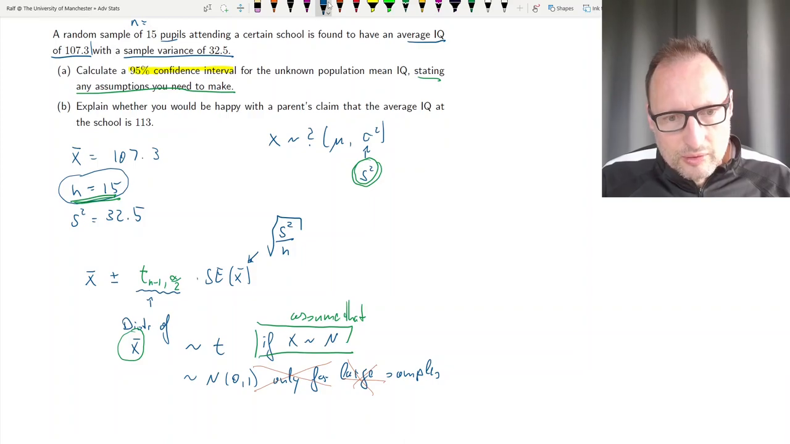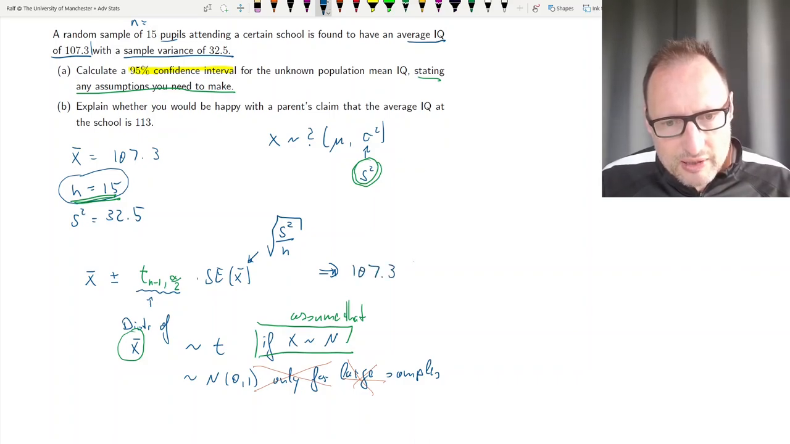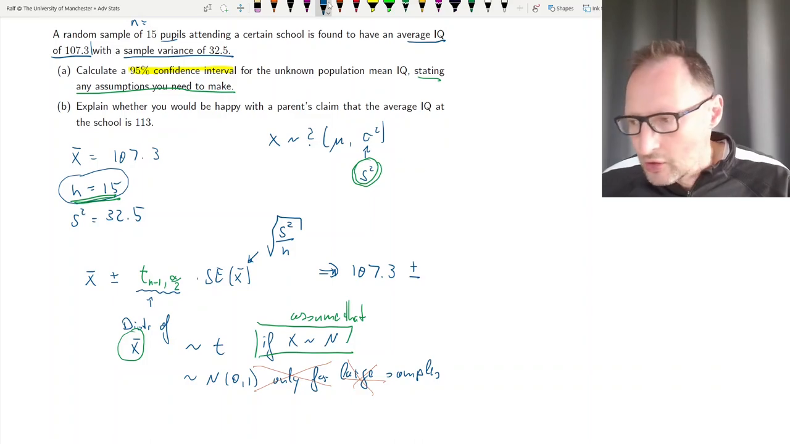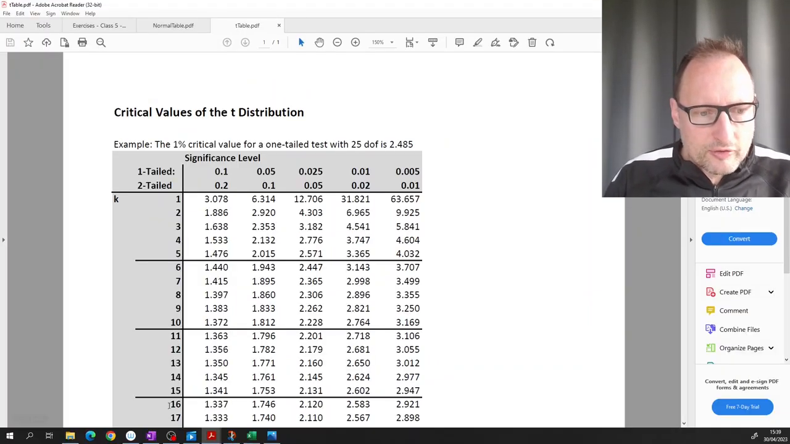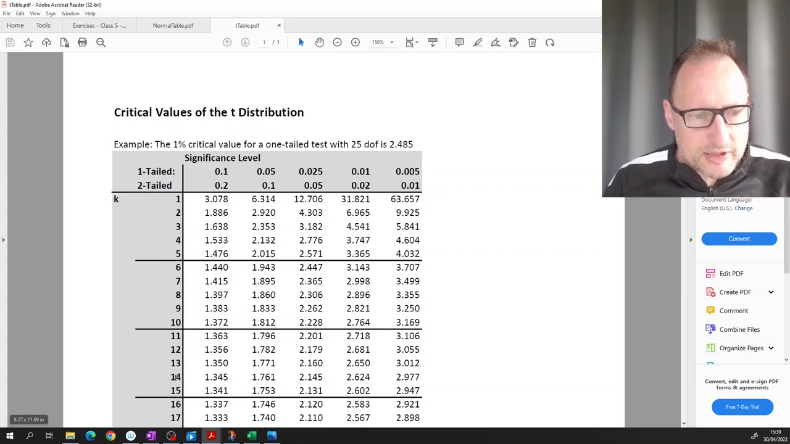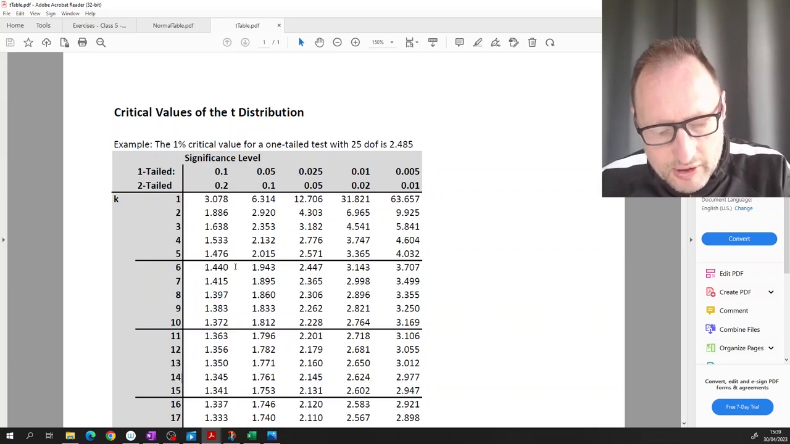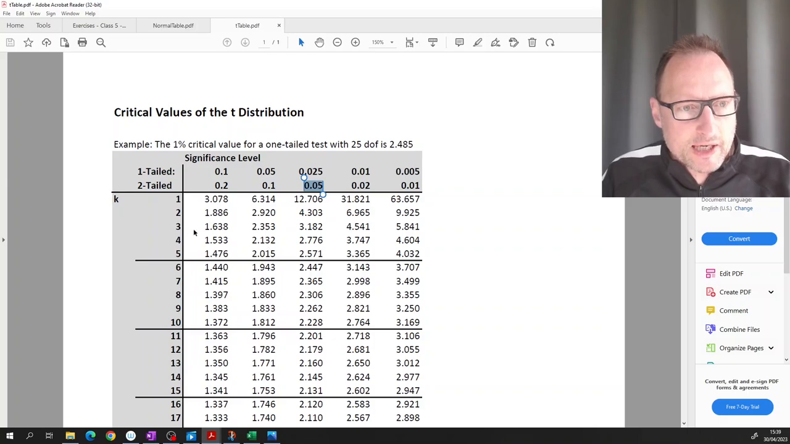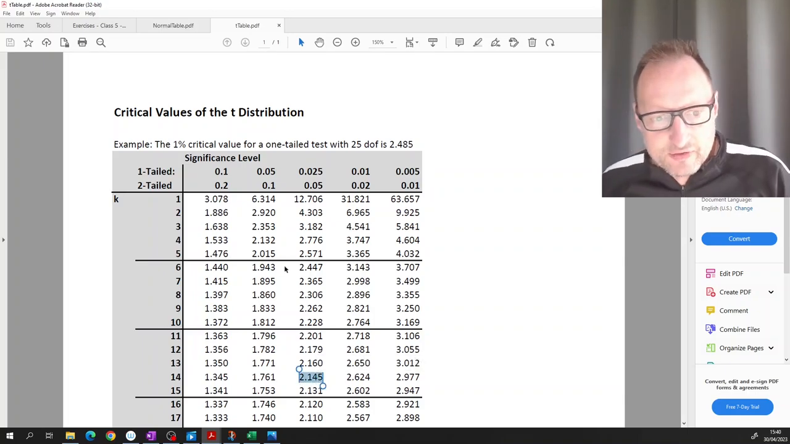So we can move on now from here. So that x bar is 107.3 plus minus. Now we need that value. If we look at the t-table, let's load that up, with 14 degrees of freedom because we have 15 observations, so 15 minus 1, so that's here. And we want the value that cuts off, as we are having a 95% confidence interval, two-tailed 95, that means we need a probability of 0.05 in total. That's 2.5% in each tail, or one-tailed, that would be a 2.5% cutoff. So 14, that's this value here, 2.145.